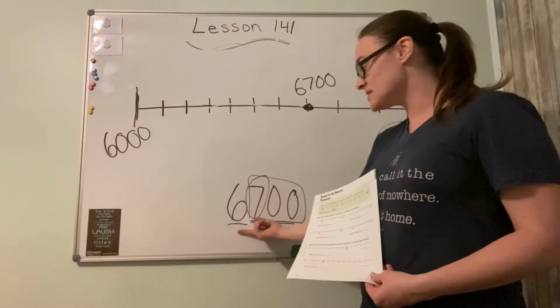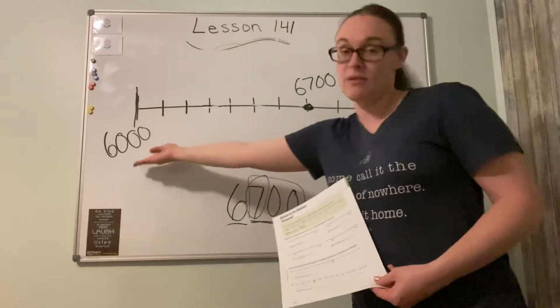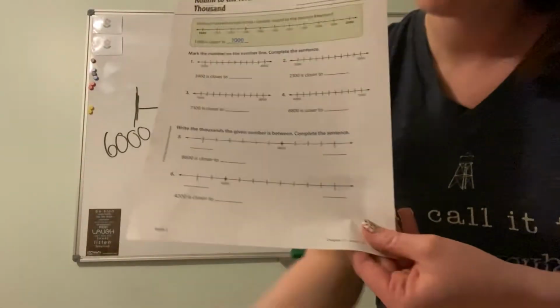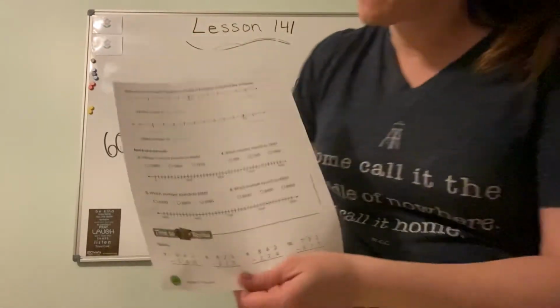If it's a 6,000 something, it's going to start with 6,000, isn't it? That's what it's going to start with, being between. Like this first one, they gave you 8,600. Well, you know it's going to be between 8,000 and what's your next 1,000? 9,000, right? And flip it over.